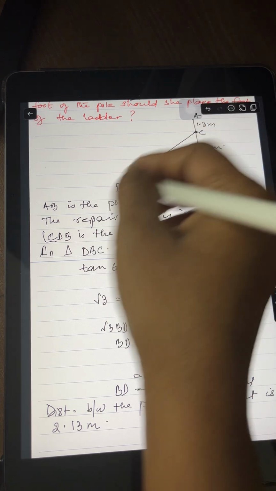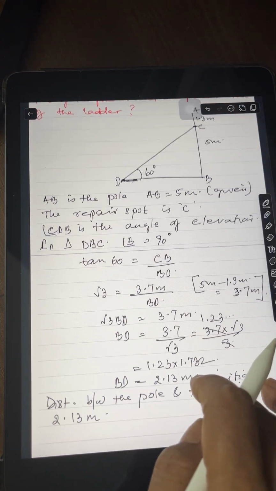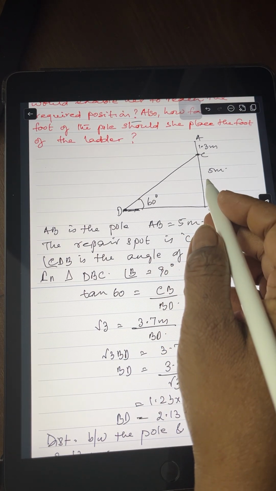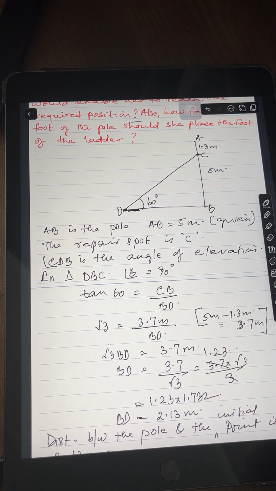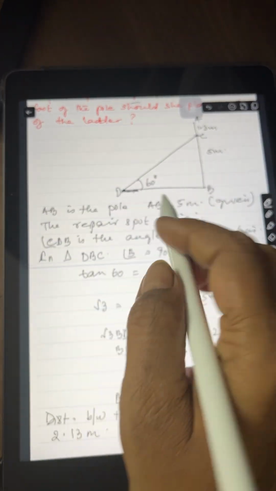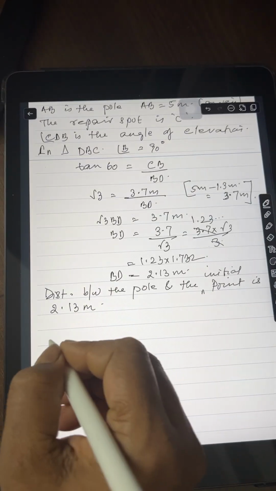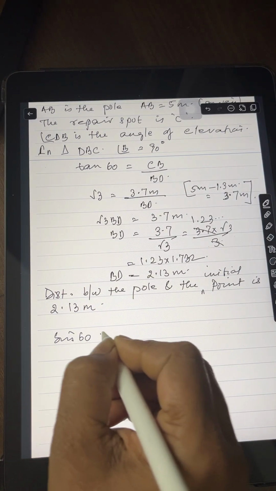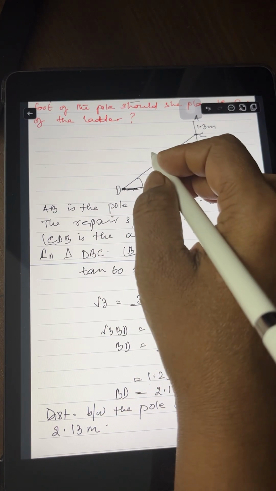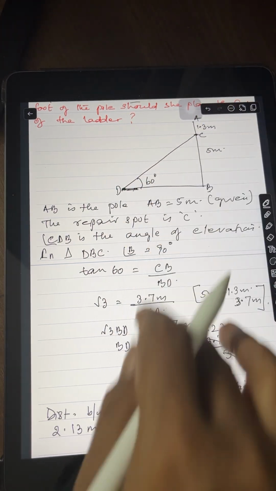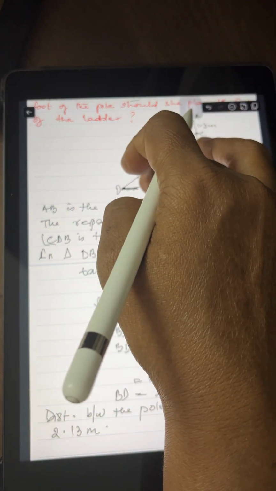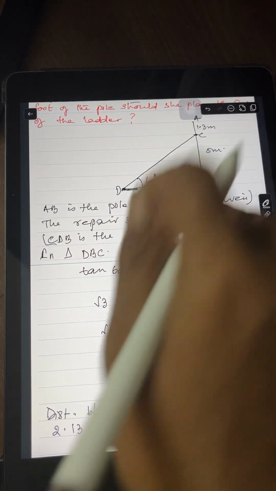Okay. Now what you will have to find out? You will have to find out DC, the height of the ladder. Now you have this. So either by Pythagoras theorem you can do, or you can take sine 60. What is the benefit of taking sine 60? Sine 60's ratio is opposite by hypotenuse. So straight away you can find out hypotenuse, because you have this BC, and the sine 60 you know, and DC you can find out.